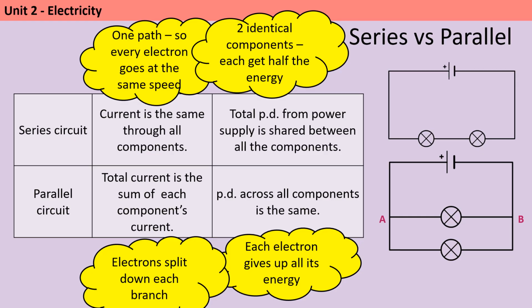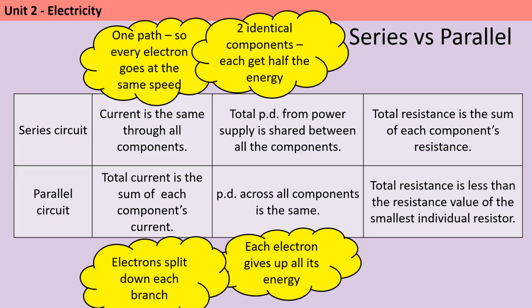So whereas for current, it was the same everywhere in the series circuit and it's split in the parallel circuit, for potential difference, it's going to be the other way around. In the series circuit, the potential difference is going to be split between the two components, whereas in the parallel circuit, each component is going to get the full potential difference. And that's why the light bulbs in a parallel circuit are much brighter than those in a series circuit.